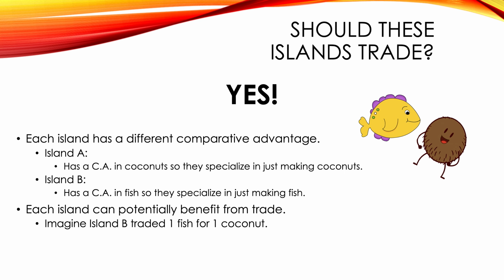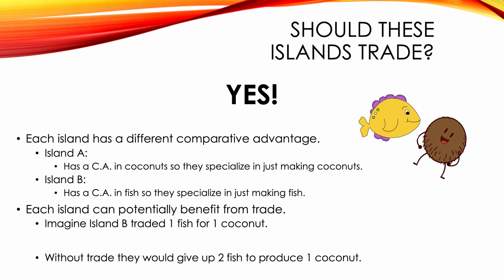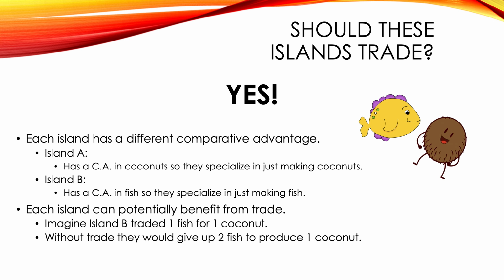Island B, let's imagine that the terms of trade here were 1 fish for 1 coconut. Both islands agree, hey, 1 fish for 1 coconut, that's easy, let's do it. It doesn't have to be that, but I'm just going to make it that for this example. Now remember Island B. Without trade, every time they wanted to produce 1 coconut, they had to give up 2 fish. In other words, the opportunity cost of producing a coconut was 2 fish. But with trade, because Island B is our fish producer, right? To get a coconut without trade, they would have had to give up 2 fish.